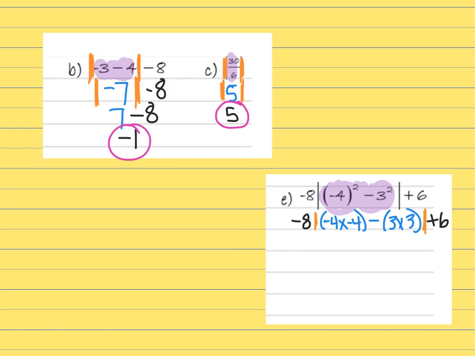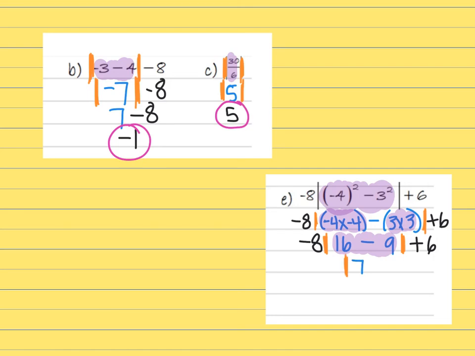The next thing I need to do is negative 4 times negative 4, and then 3 times 3. Negative 4 times negative 4 is positive 16. 3 times 3 is 9. Then I can bring down the subtract sign. I'm going to bring down my absolute value brackets. And I'm also going to copy down the negative 8 and the plus 6. Still have more to do inside the absolute value brackets or sticks. It says 16 minus 9. 16 minus 9 is 7.